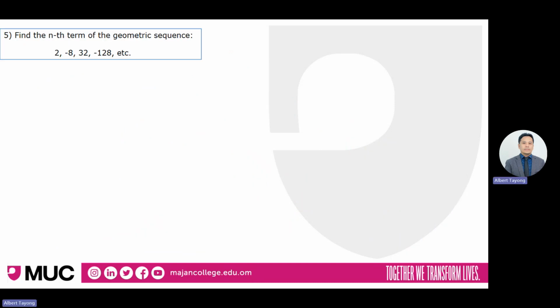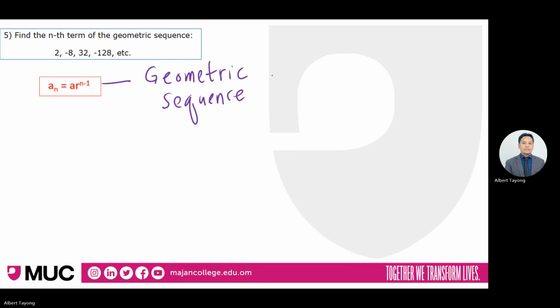Now, number 5, you're asked to find the nth term of the geometric sequence. So this is a geometric sequence. It means we're going to use this formula. This is the nth term of the geometric sequence. We have a sub n equals a times r raised to the power of n minus 1.